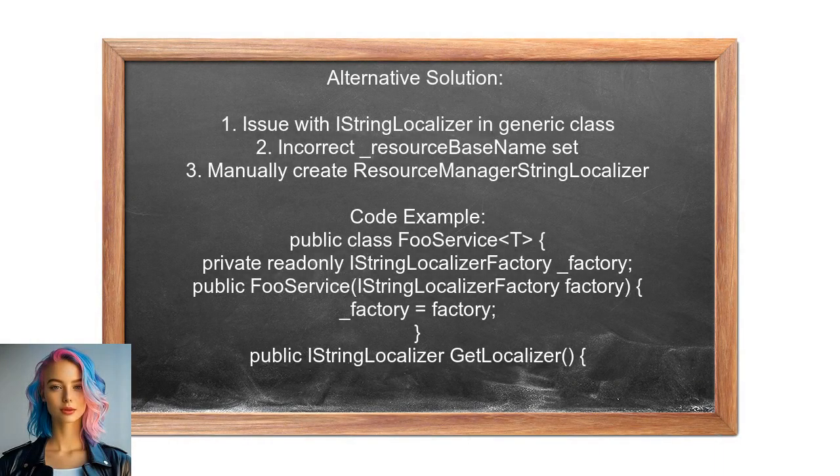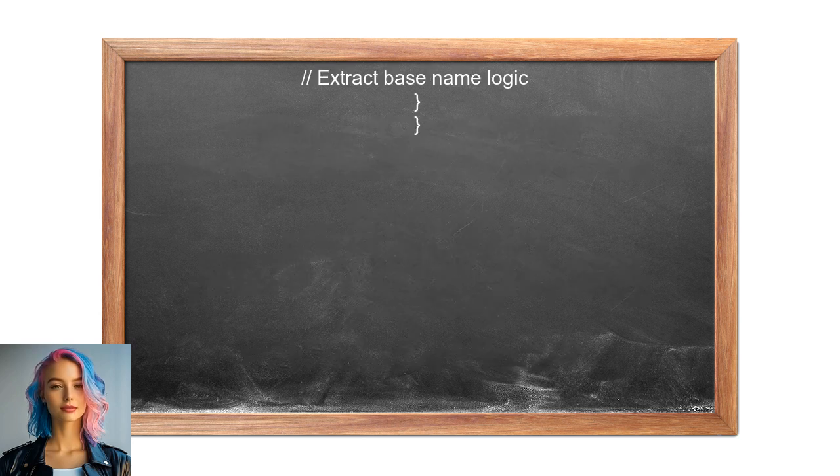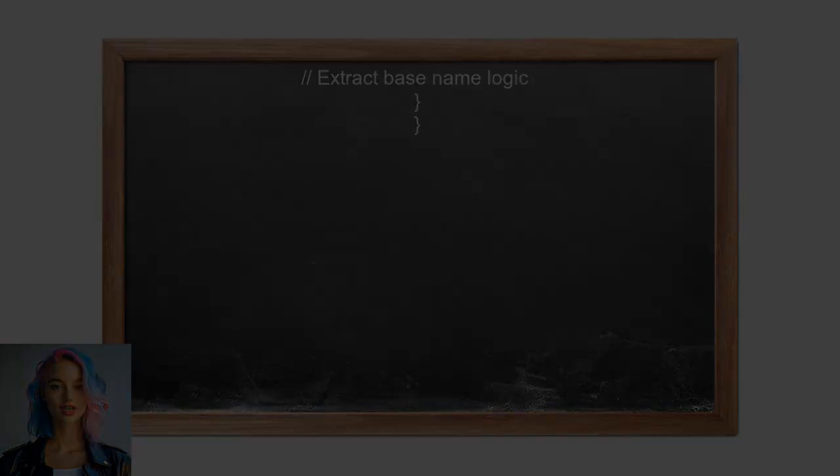An alternative approach suggests that the issue with localization in a generic class arises from how the IStringLocalizer is injected. The problem lies in the private field resource base name, which is set incorrectly when using a closed generic type. Instead of the expected resource path, it generates a complex string that includes type information. To resolve this, you can manually create a ResourceManagerStringLocalizer instance by extracting the base name from the class's full name, excluding the project file name and class name.